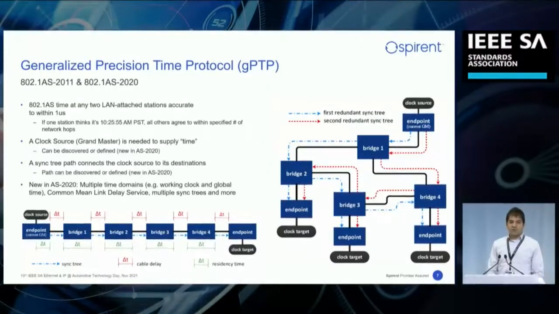AS 2020 introduces some key features that allow us to achieve redundant time synchronization. The key features are that it allows multiple time domains. It introduces the common mean link delay service, so you don't have to measure the link delay on all those different domains, only on domain 0. It also allows the definition of multiple sync trees, so we can have redundant sync trees.